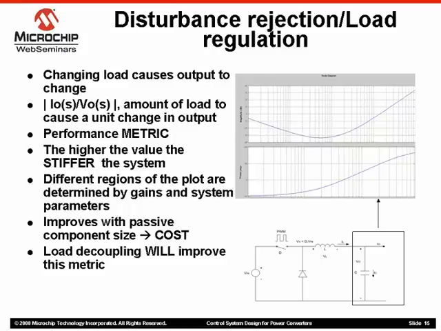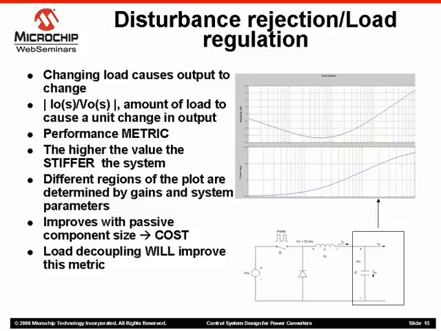This is a performance metric. It essentially says how much load I need to apply to produce 1 unit dip in the output voltage. The higher this absolute value, the better, or the stiffer, your system is. So in this plot here, which is a typical system plot, there are different regions which have different slopes. The different regions are determined by the gains and by the passive components like L and C. It is very important to take this disturbance rejection into consideration because if it is poor, the output voltage will not stay as close to the desired value.